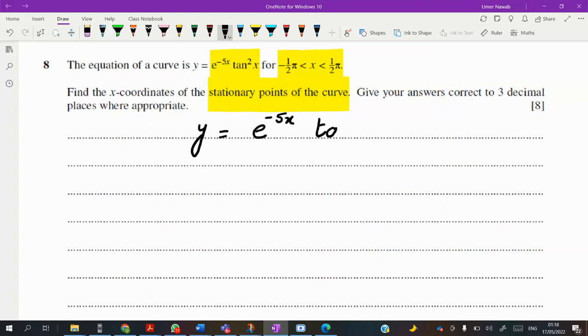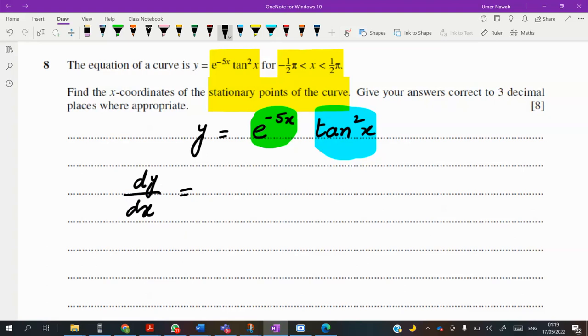Okay, so we copy the question, and it is clearly seen there are two functions multiplying with each other. To get the stationary points, I need to get the dy by dx, and when two functions are multiplying, we need to apply the product rule. For the product rule, the first function we will keep as it is.